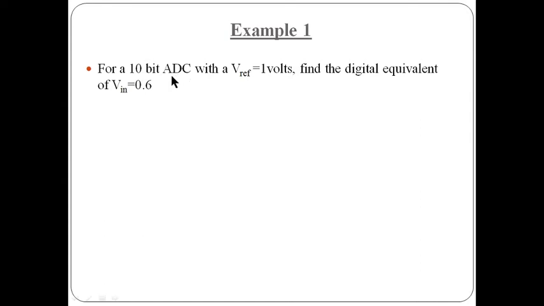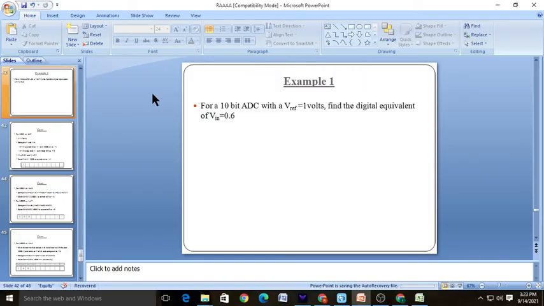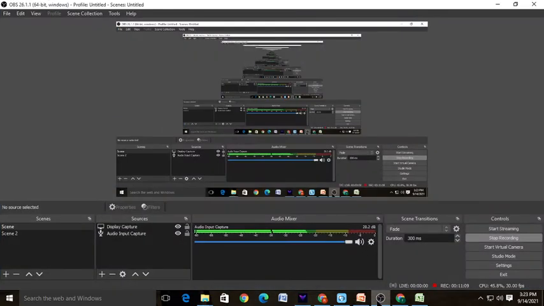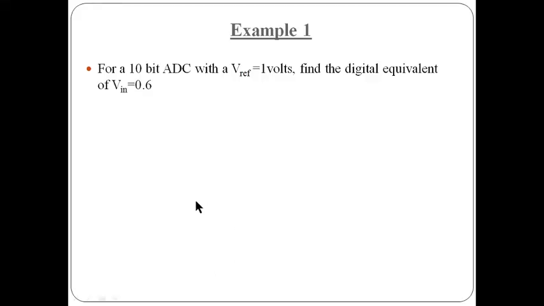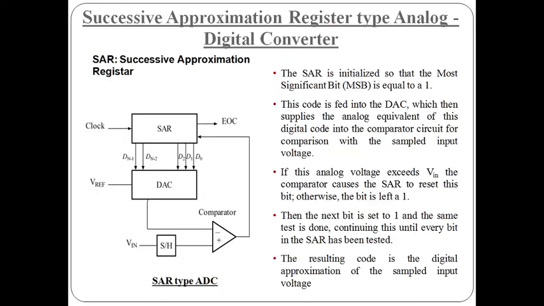Here, for a 10-bit analog to digital converter with a reference voltage of 1 volt, find the digital equivalent of V of in, which is equal to 0.6. Okay, so this is the actual practical example. We have an analog to digital converter of 10 bits, and the voltage of reference is 1 volt. We need to convert this incoming voltage of 0.6 volt into the digital signal or binary value. So here V of in has the value 0.6.